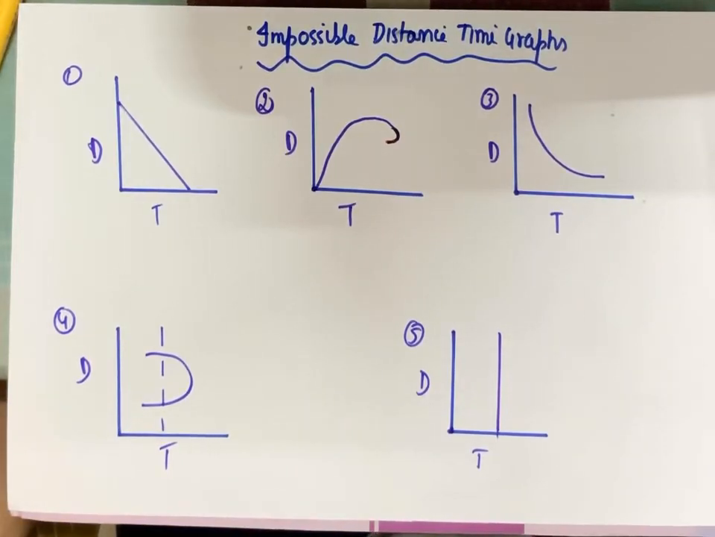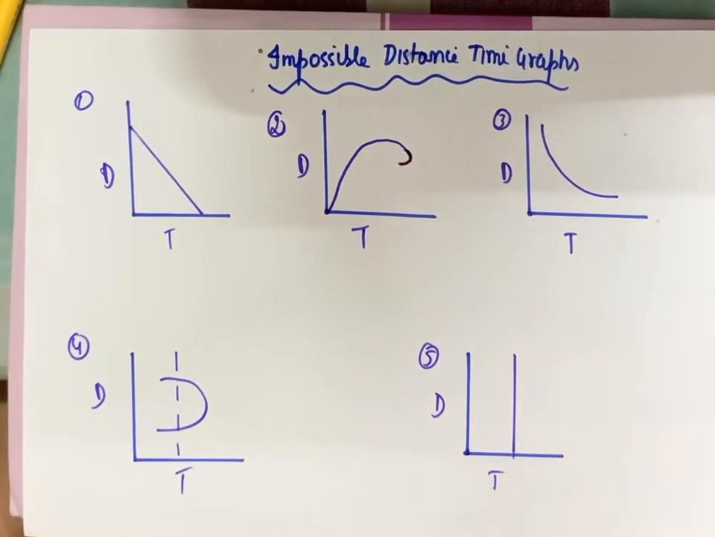In today's class, we'll be talking about some impossible distance time graphs. Now, there are many types of different distance time graphs which are of course possible and represent different types of motion. But there are some 4-5 types of graphs which are not possible due to certain reasons. These kinds of questions are very famous for MCQs in competitive exams as well. Okay, so let's try to understand each of them.